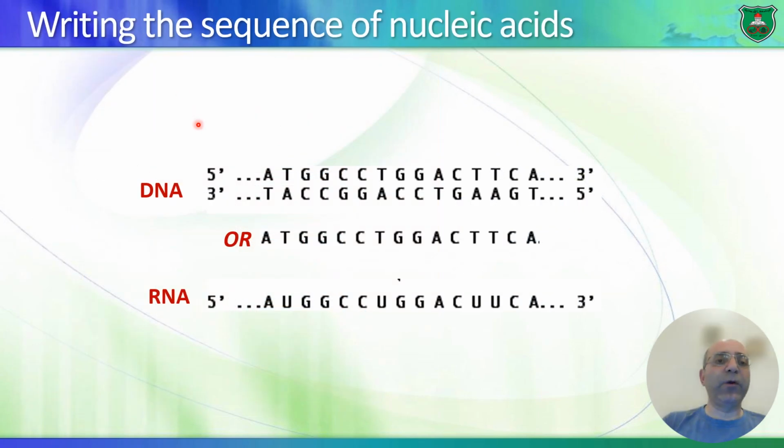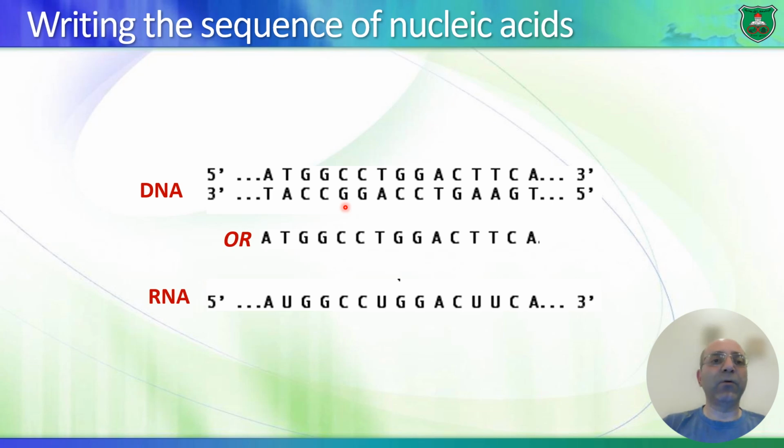Now, this is how we write the sequence of a DNA molecule. Here you have the 5 prime end, and here, on the same strand, the 3 prime end. Now, the complementary strand again is anti-parallel. So here you have the 5 prime end, and here you have the 3 prime end. And the bases are complementary to each other. So A pairs with T, T with A, G with C, and C with G, and so on.